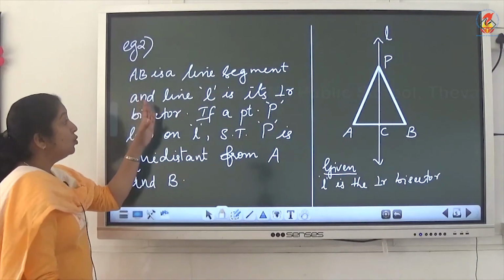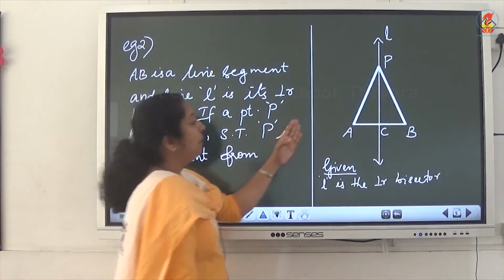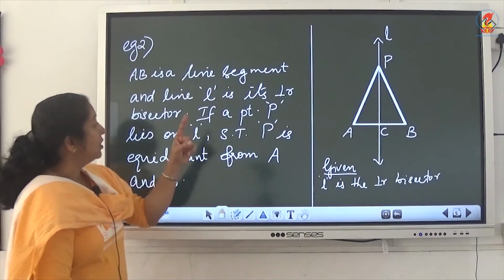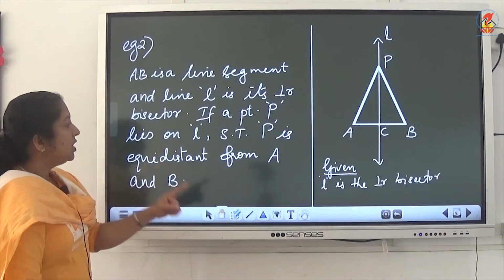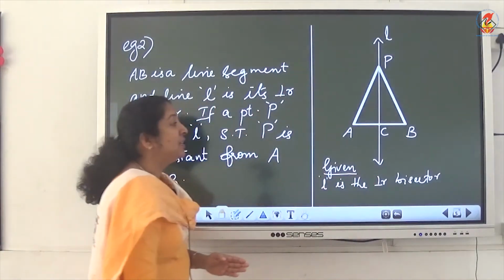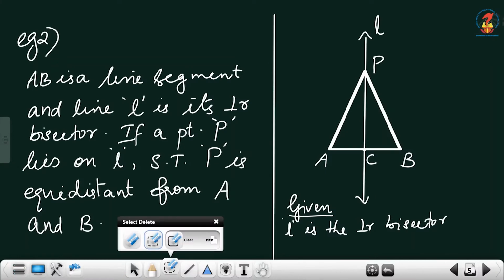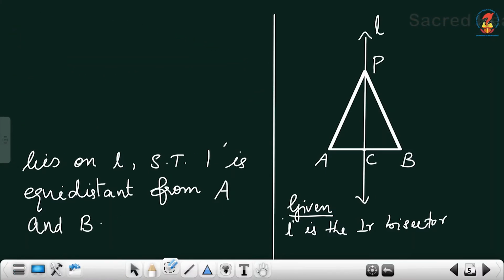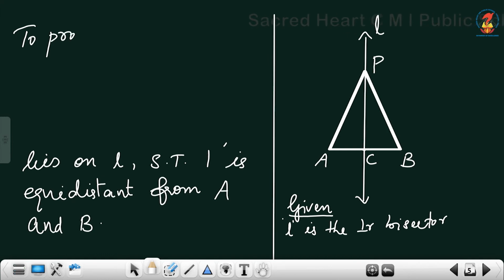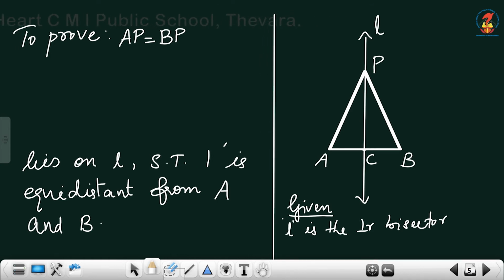Next question, example 2. AB is a line segment and L is its perpendicular bisector. If a point P lies on L, show that P is equidistant from A and B. So what is given? L is the perpendicular bisector. What do you have to prove? P is equidistant from A and B. That means to prove AP is equal to BP.